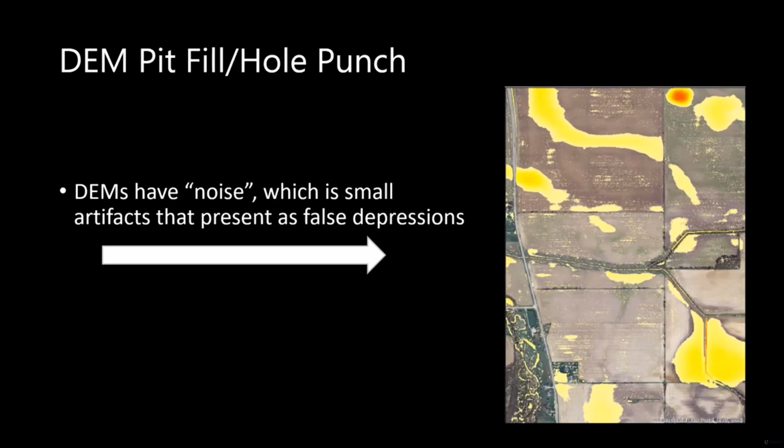As mentioned in an earlier video, you will need to provide your own DEM, which should extend to the buffered watershed boundary, which is 1,000 meters beyond the actual watershed boundary or field boundary dataset. However, many times the LiDAR-derived DEMs have noise, meaning artifacts exist which show up as small false depressions. These depressions, or pits, need to be filled. This is where the Pit Fill Hole Punch tool smooths the DEM using a two-step process.